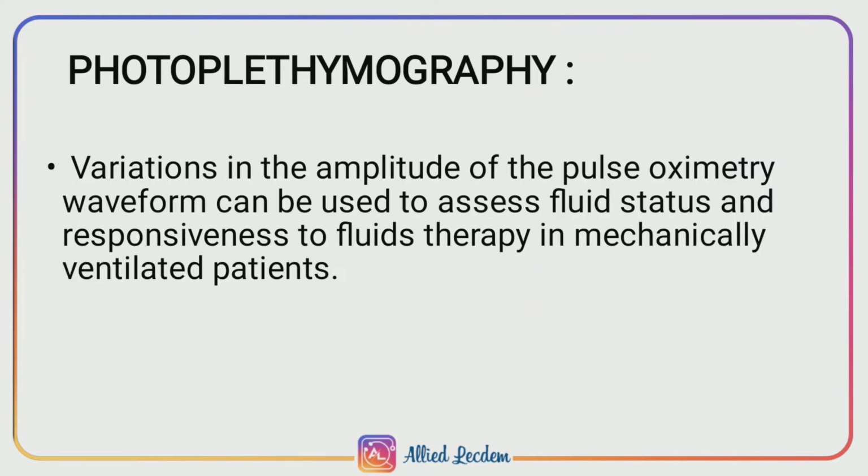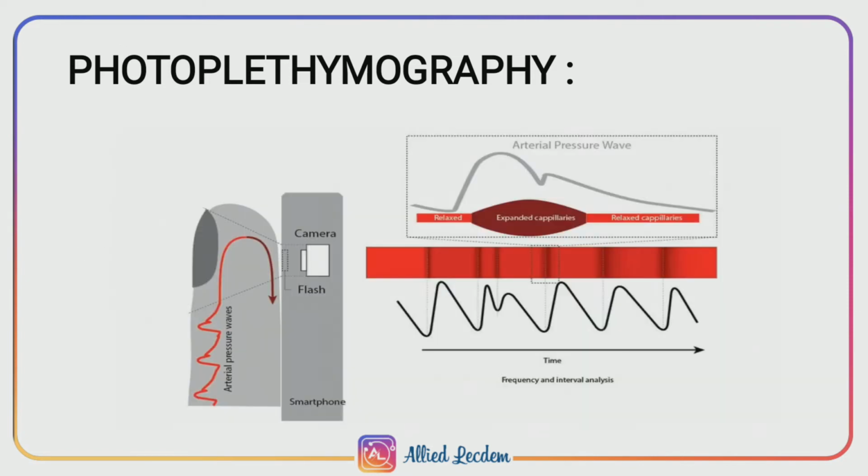Photoplethysmography. Variations in the amplitude of the pulse oximeter waveform can be used to assess fluid status and the responsiveness to fluid therapy in a mechanically ventilated patient. In this picture, you can see, for example, a smartphone. It has a camera with a flash. So when the flash is emitted, it gets reflected from the nail bed and a waveform is created through it.